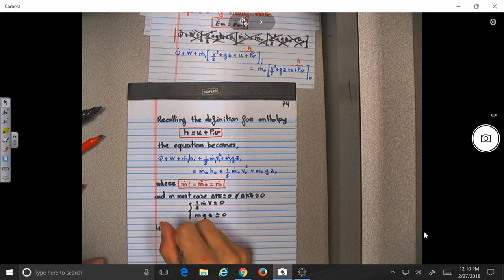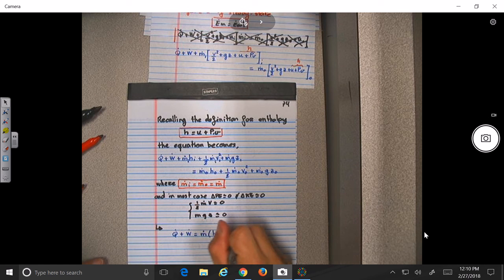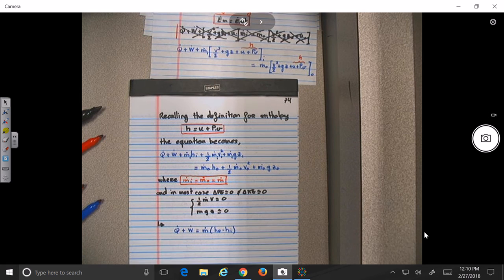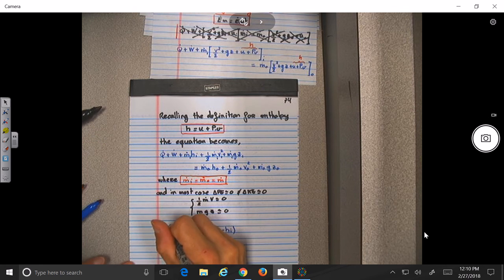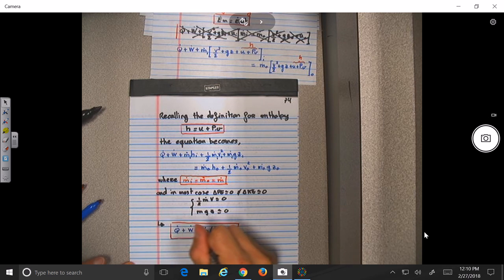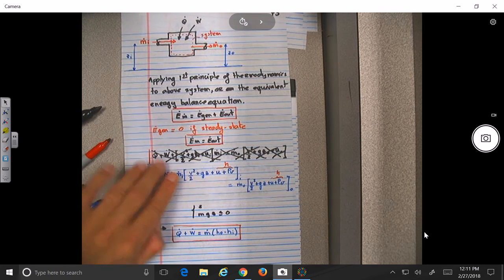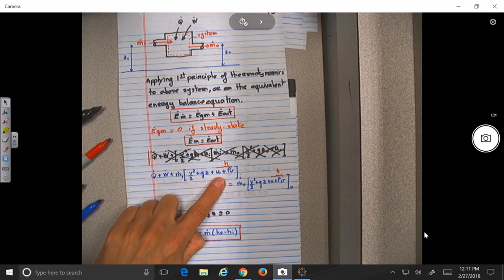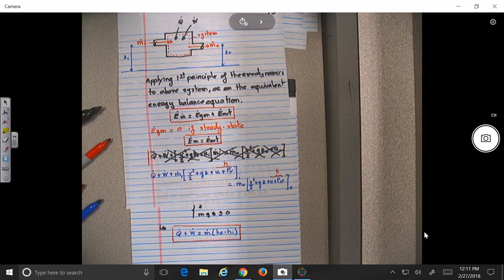Q plus work equal to m dot times H outside minus H inside. Yes. What happened to internal energy? Where is the internal energy included over here? That U? That's U, but what is H? Oh, it's the whole thing. No, but that's a very good question, because that's the whole thing.